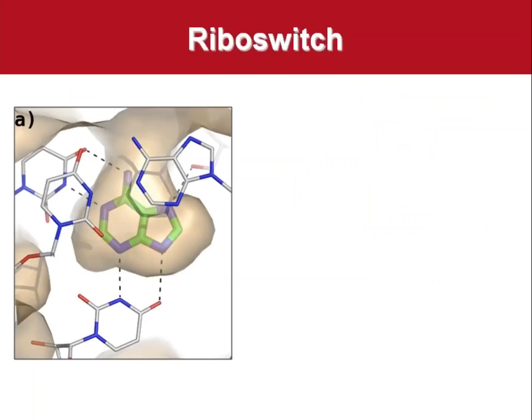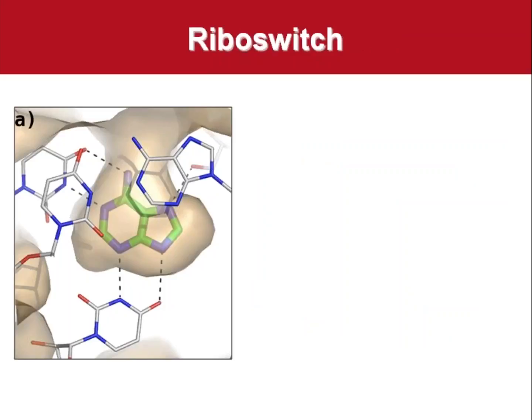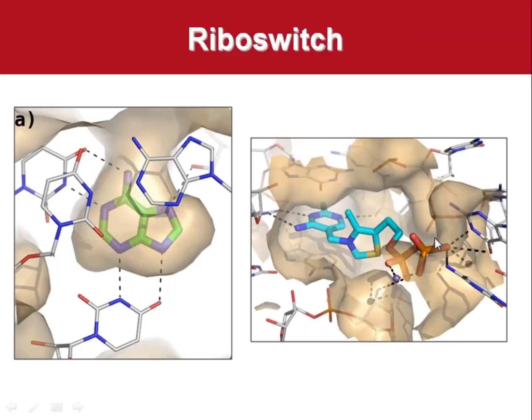There are also a few crystal structures of riboswitches. Shown here on the left side is the binding site, determined by crystallography, of an adenine riboswitch. So we have the adenine bound to the riboswitch here. This is a rather small binding site. Shown here on the right-hand side is the binding site of the TPP riboswitch, and there we have a larger binding site which has about the size of a typical protein binding site or enzyme binding site.